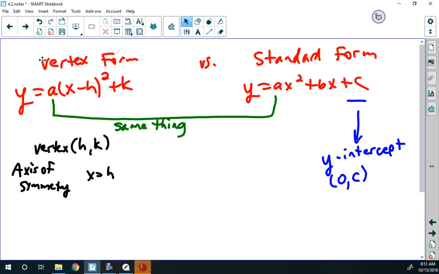So far, all right? Cool beans. So if you had to pick between getting a function given to you in standard form versus vertex form for the sake of having to graph it without a calculator, I would pick vertex form all day, every day.